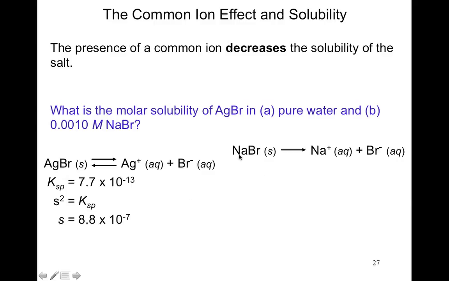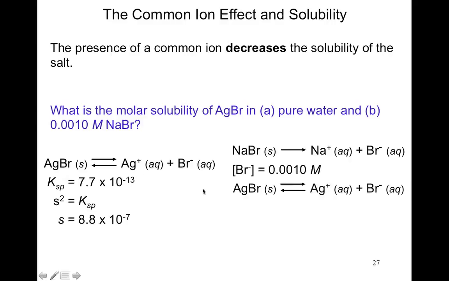Now, if we're dissolving it in sodium bromide, it's a little bit different. This is a salt that will ionize completely. So we can say our concentration of sodium is 0.001 and our concentration of bromide is 0.001. So if we start with the concentration of bromide at 0.001, we no longer get to do 0, 0, plus S, plus S. We changed things a little bit.